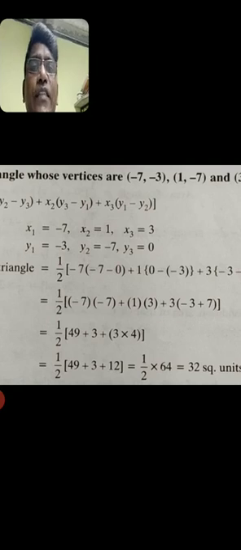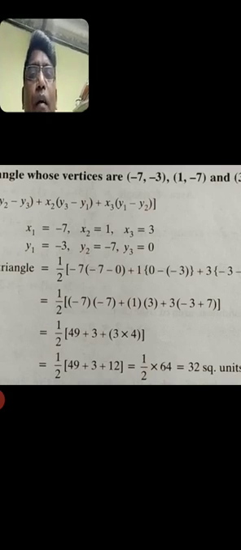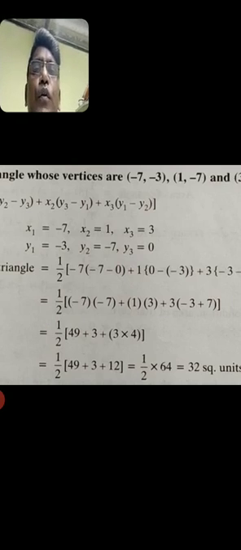Simple, open the brackets according to the board marks. We are getting 1 by 2 of minus 7 into bracket minus 7. Minus 7 minus 7, 49 will come here, as well as 1 into 3, that is 3. In the third part, minus 3 of minus 3 plus 7 is 4, 4 threes are 12. So 1 upon 2 of 49 plus 3 plus 12. Adding all of 49, 3 and 12, you will get 64, half of 64 is 32. So your answer is 32 square units.